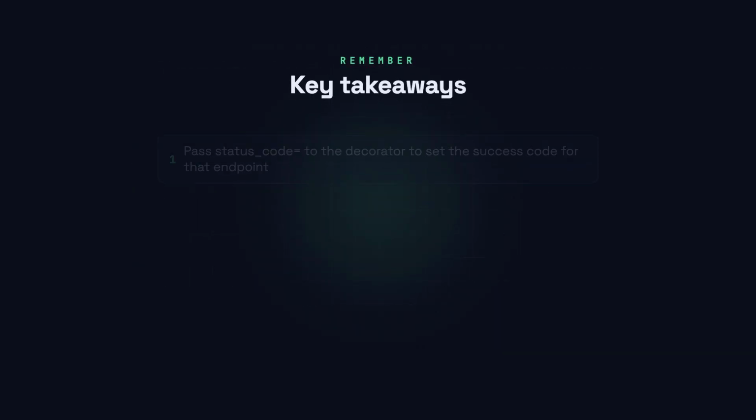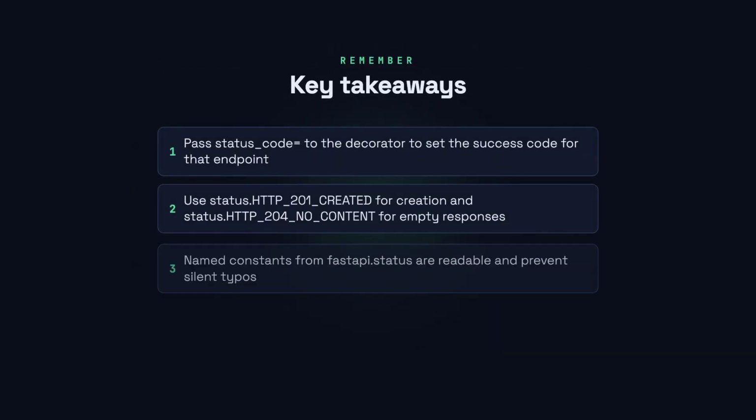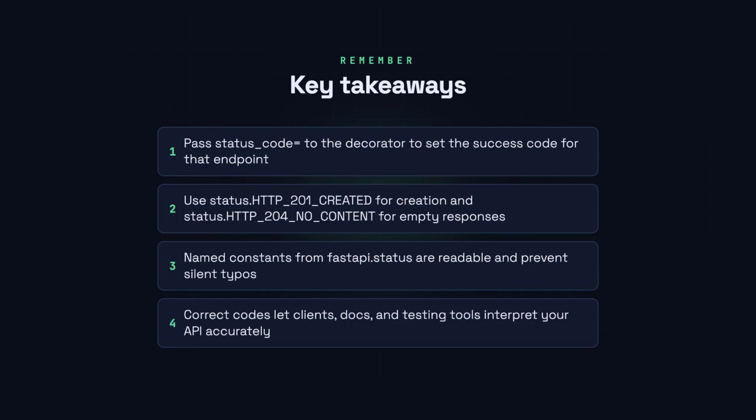To recap, set status_code on the path decorator and use the named constants from fastapi.status rather than bare numbers. 201 signals that a resource was created. 204 signals success with no body. These are not cosmetic choices. The right code changes how every client that calls your API behaves, and it makes your automatically generated documentation accurate from day one.